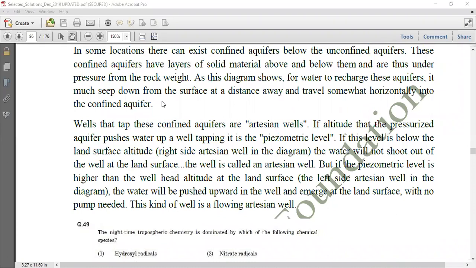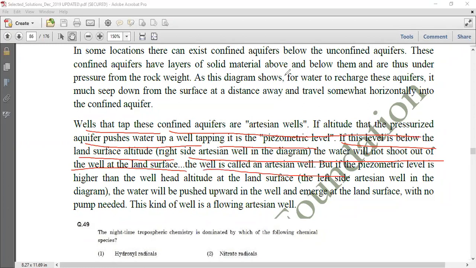So here you can see that the well taps a confined aquifer, and that pressurized aquifer pushes water up the well. If the piezometric level is below the land surface altitude, as in the right side artesian well diagram, the water will not shoot out of the well onto the land surface.